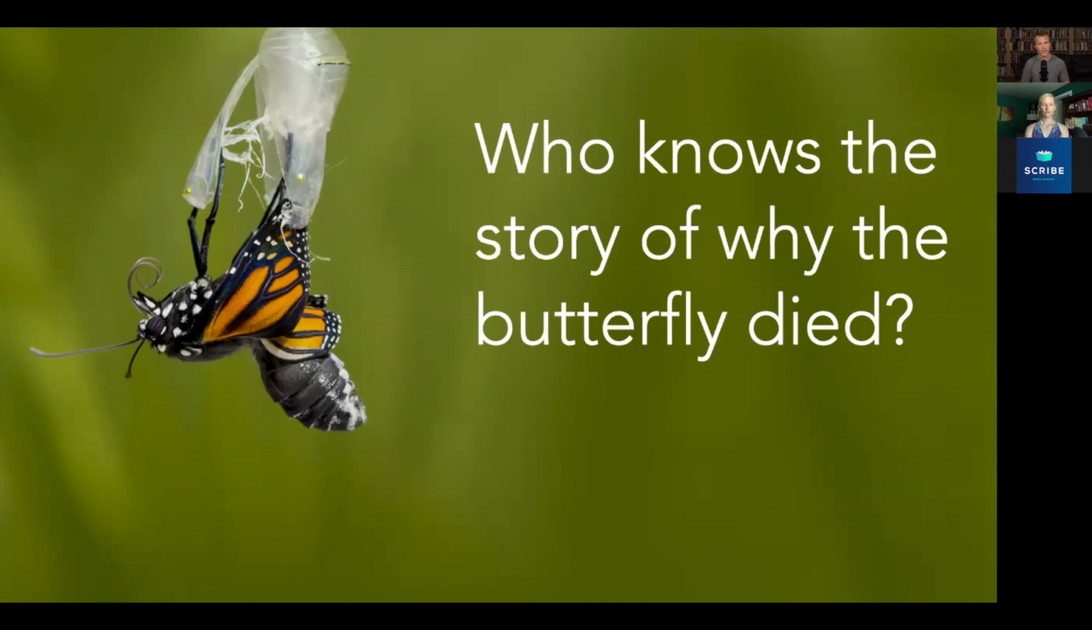The butterfly comes out of the chrysalis and lays there for a second, tries to flap its wings, but can't, and then dies. Which, pretty messed up story. And the poor 5-year-old is crying. He's so upset. He runs to his grandpa: Grandpa, the butterfly died. I don't understand.